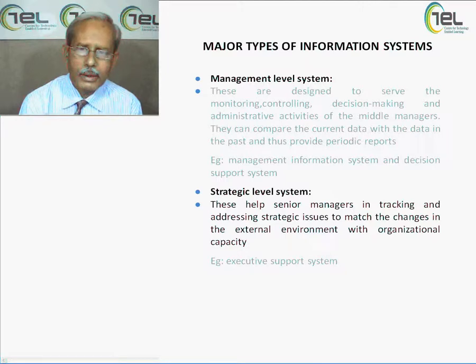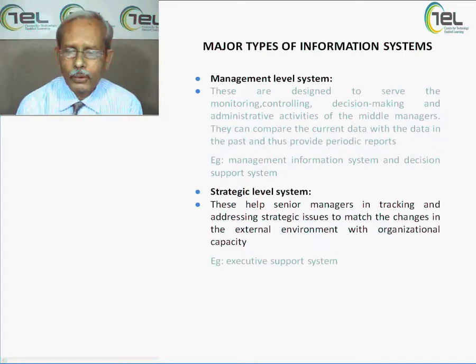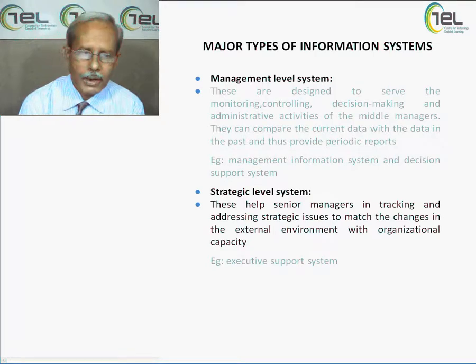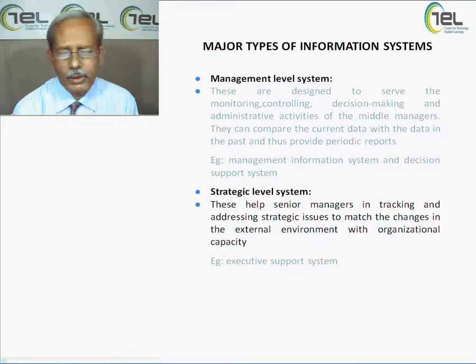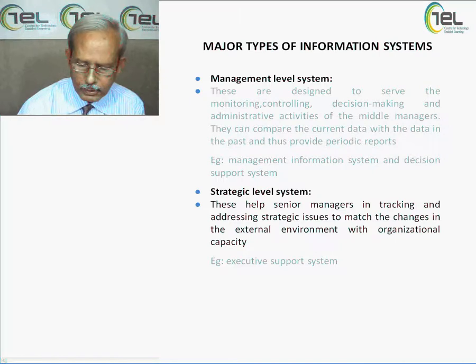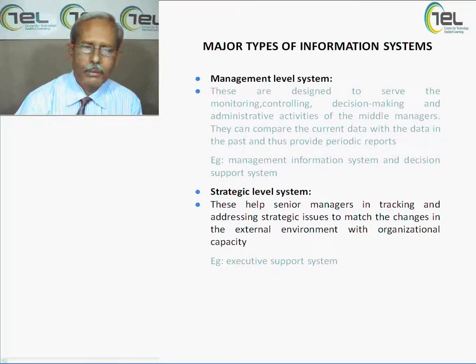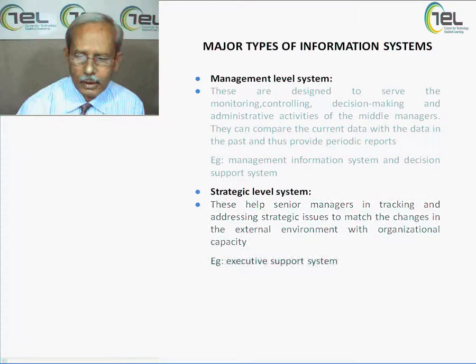So this strategic level information system helps the senior managers in tracking and addressing the strategic issues to match the changes in the external environment, because the environment is also changing very abruptly and continuously. Whenever there is some change in the environment, the strategic level people need to take a further decision, which is possible only when the information about the external world is available to them. That is sometimes also known as the executive support system, because these are executives who are generally making the strategic decisions in an organization.